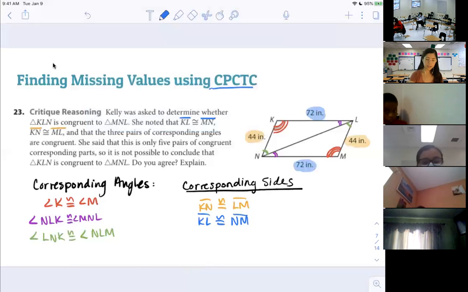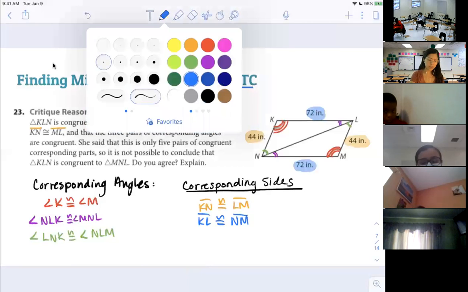So what do you guys think? Is there a third set that I can make? Is there a third side that I can say is congruent? Tyrone says yes. The purple ones. MN and KL. Yeah, we already did that one. Which pair of sides is missing? Okay, so Perla says LN and NL, and that is correct.